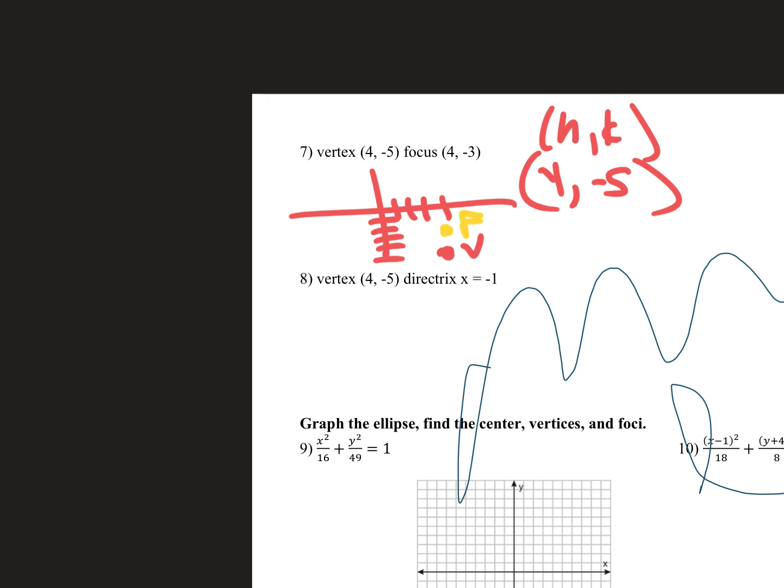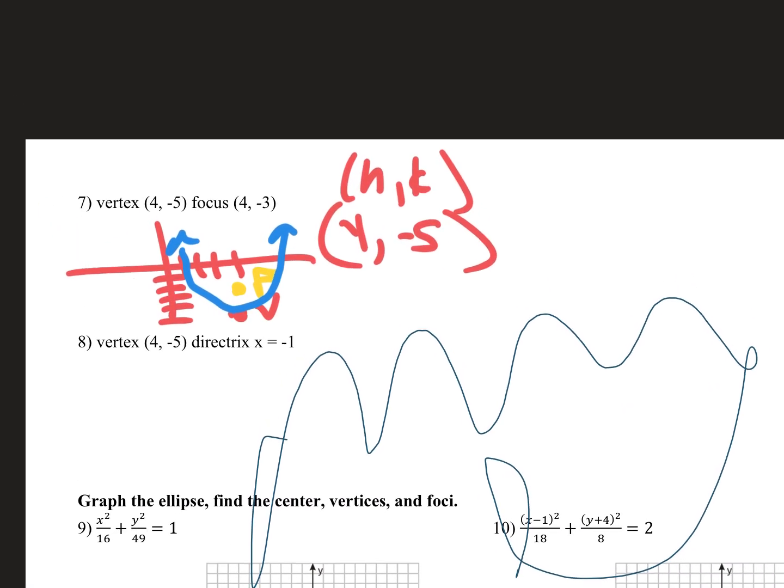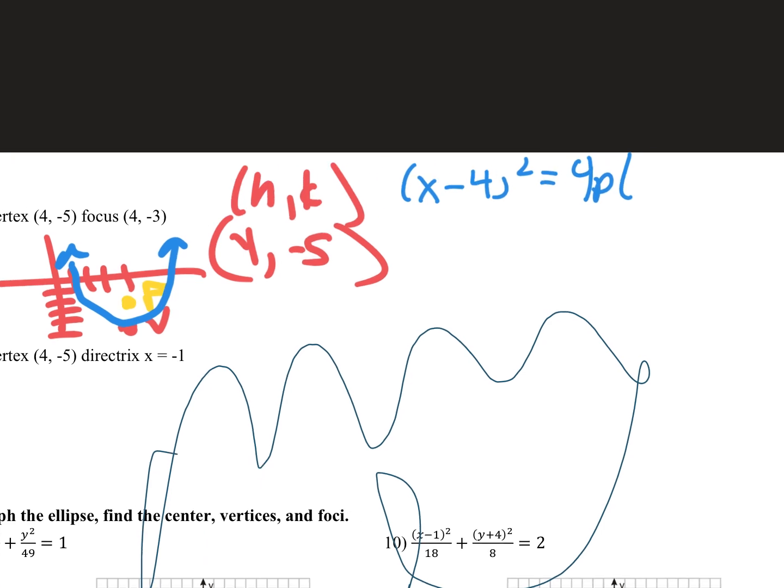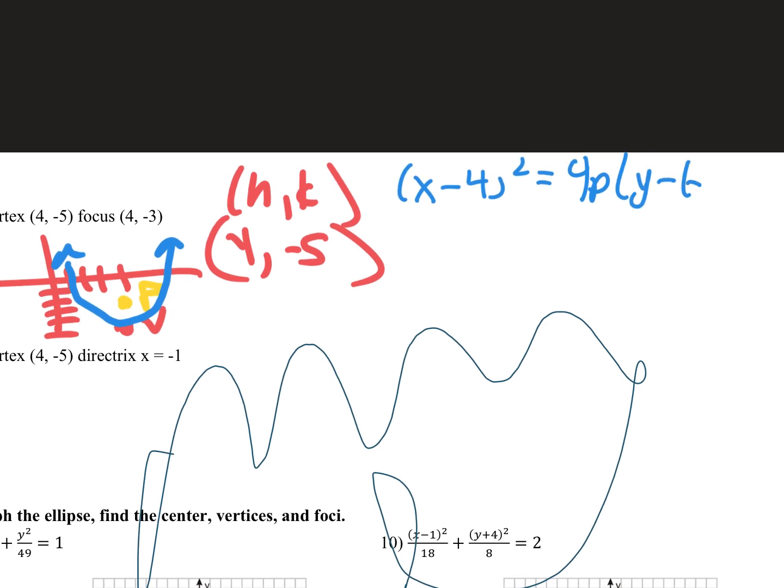So which way does your parabola open? We're always going to open towards the focus. So this is a positive x squared parabola. So I can go ahead and say, all right, well, I have x minus, what's the h part? 4 squared equals 4p times y minus k. When you have minus a negative, it gives you a positive. So (x minus 4) squared equals 4p times (y plus 5).